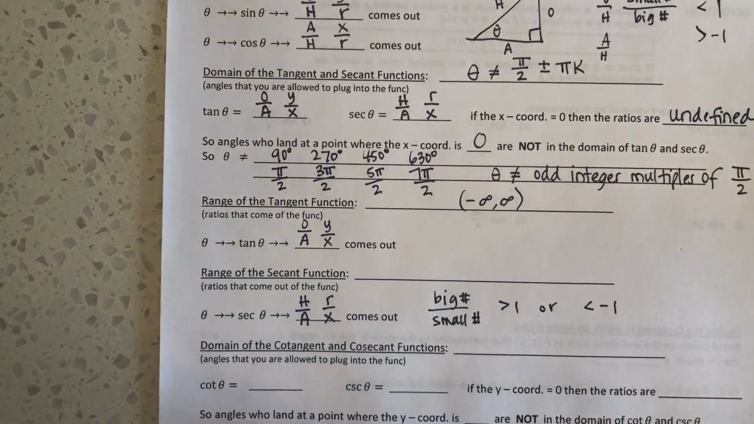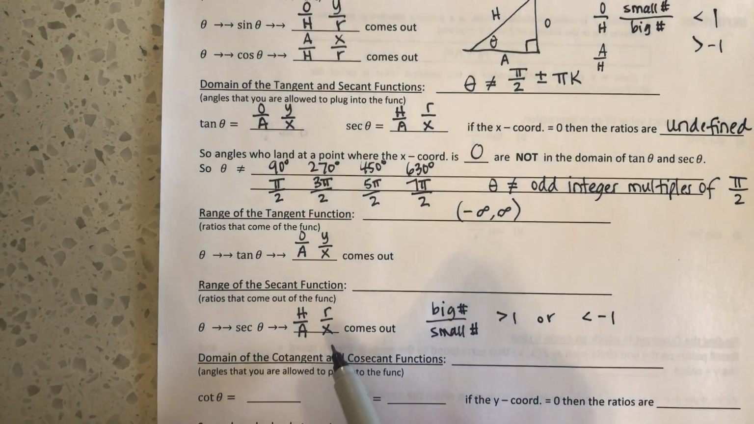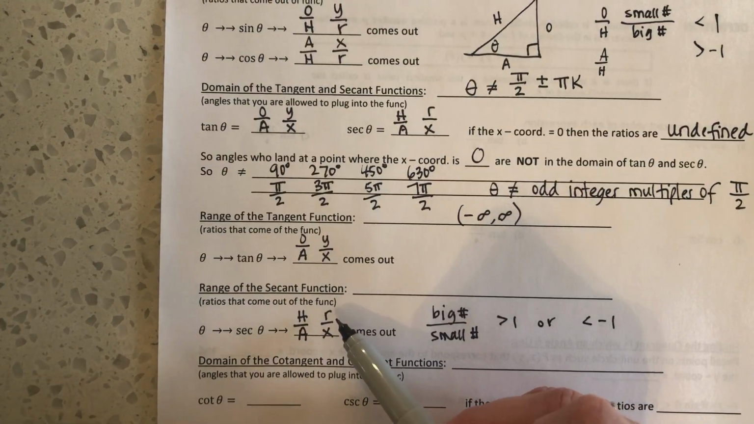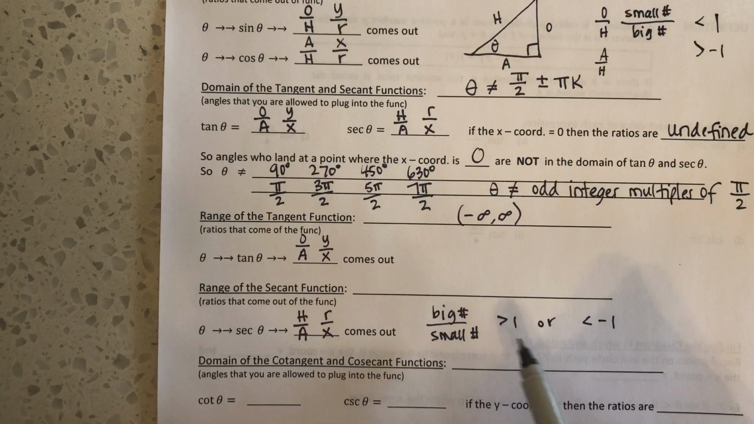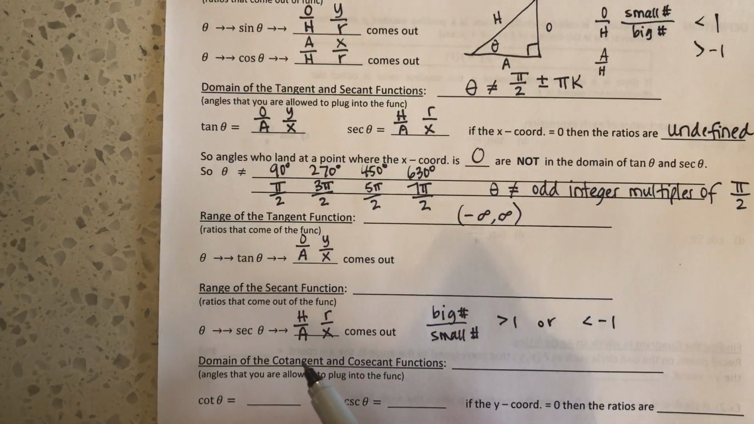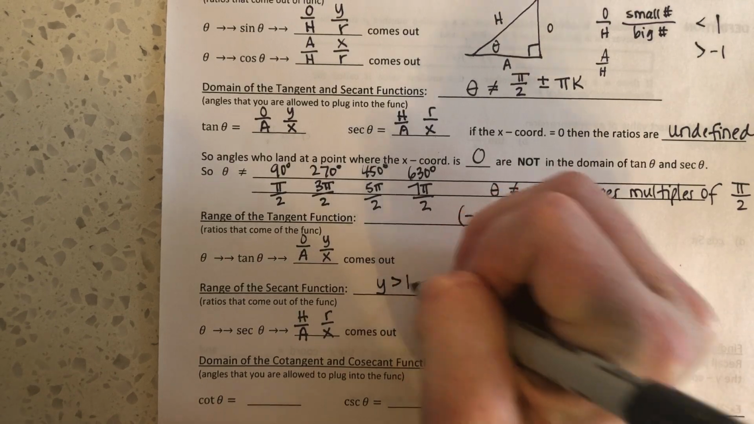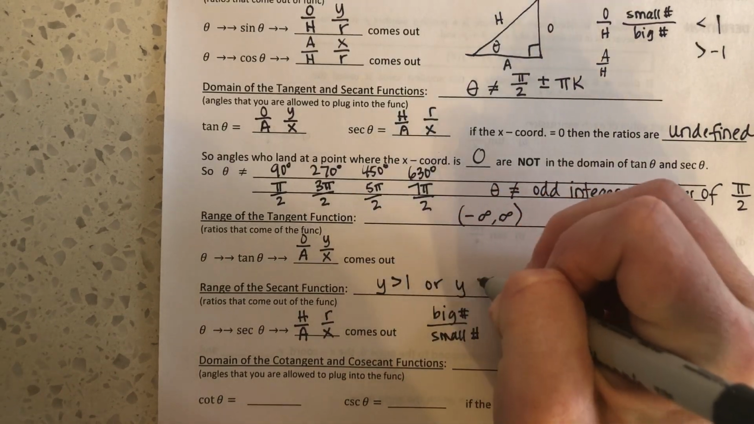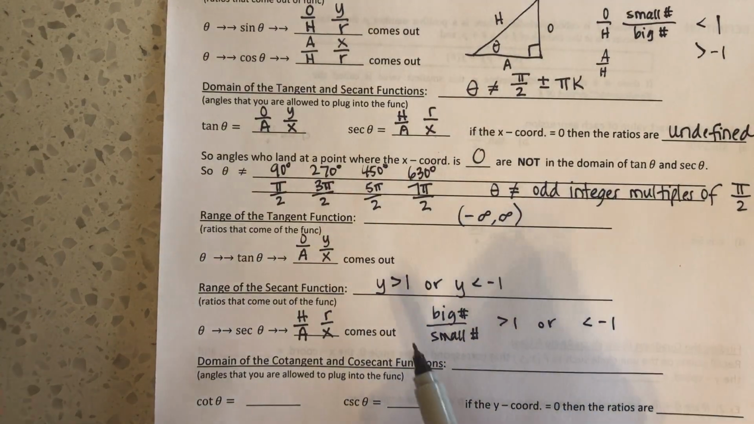It's always past -1. And that's how the secant function is going to work. Its ratios are always going to be a big number or a bigger number divided by a smaller number. So it's always going to create a ratio that's either bigger than 1 or less than -1. So I'm going to say y is always greater than 1 or y is less than -1. That ratio is always a number bigger than 1 or less than -1.